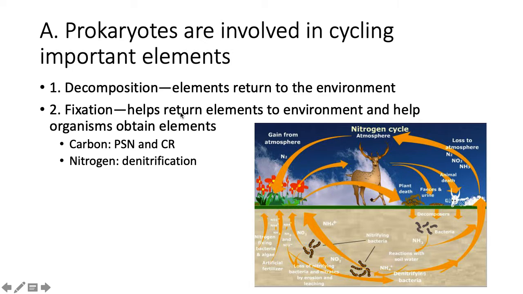Fixation helps return elements to the environment and help organisms obtain elements. Fixation, what it does is it takes elements that are inorganic and converts them to organic. So carbon, the inorganic form is carbon dioxide, but the organic form would be like sugars. So we have bacteria that take in CO2 and they make sugars and oxygen as a byproduct, and that sugars can be eaten by other organisms and they can use it to make energy. So we use it for cellular respiration as well, the vice versa of it.